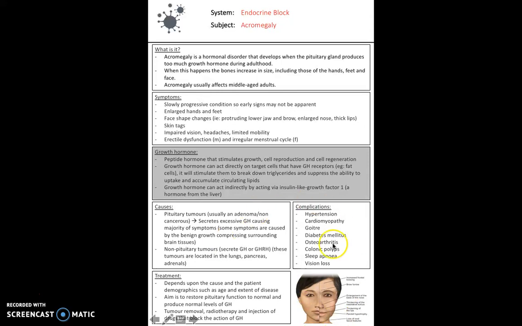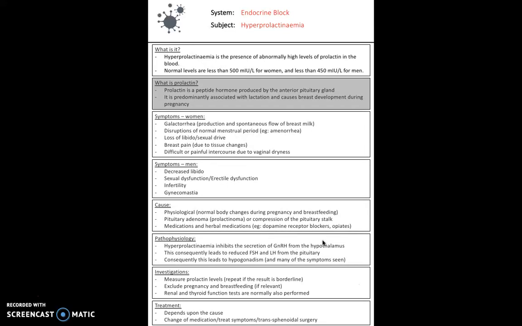It's really important to be aware of this condition because it can lead to several complications, predominantly hypertension, cardiomyopathy, goiter and diabetes. Next we have hyperprolactinemia. So this is the presence of abnormally high levels of prolactin in the blood. Normally prolactin levels are less than 500 in women and less than 450 in men.